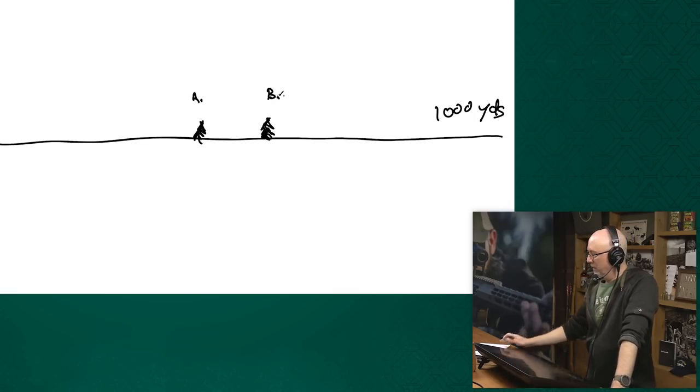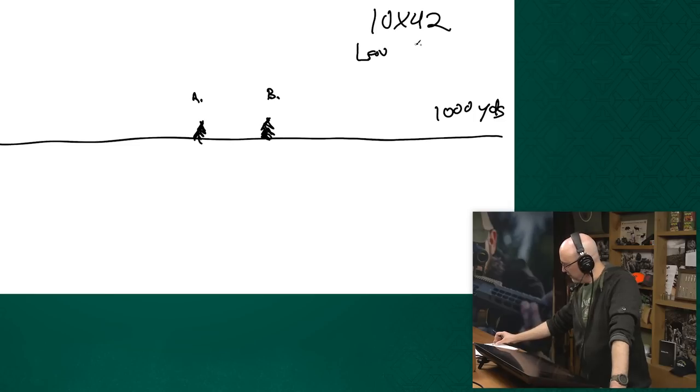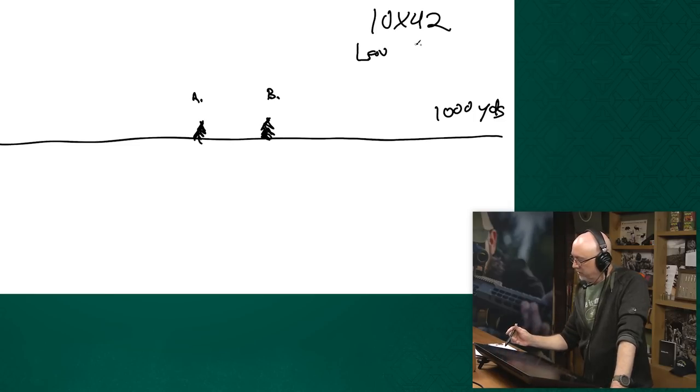Let's say we're just visually looking at this at one power. And let's also imagine that with us, we have a 10 by 42 binocular that has a linear field of view of, let's just say, 360 feet at 1,000 yards.